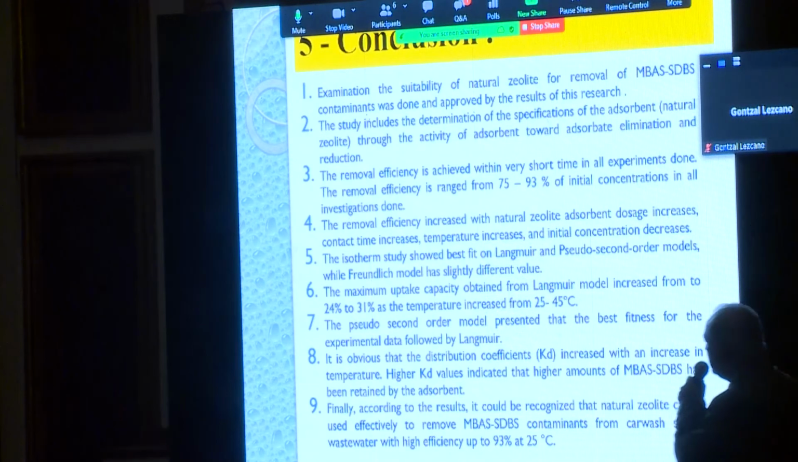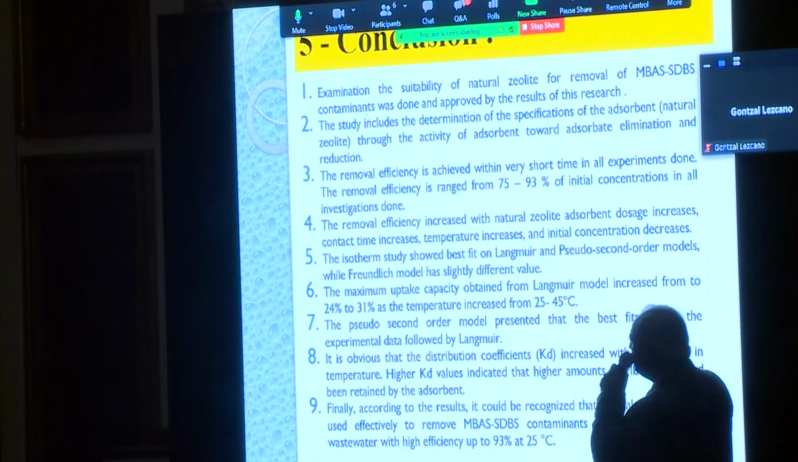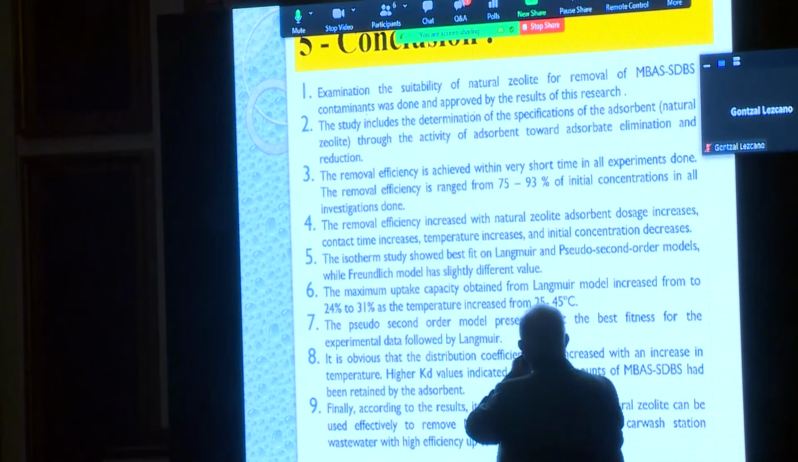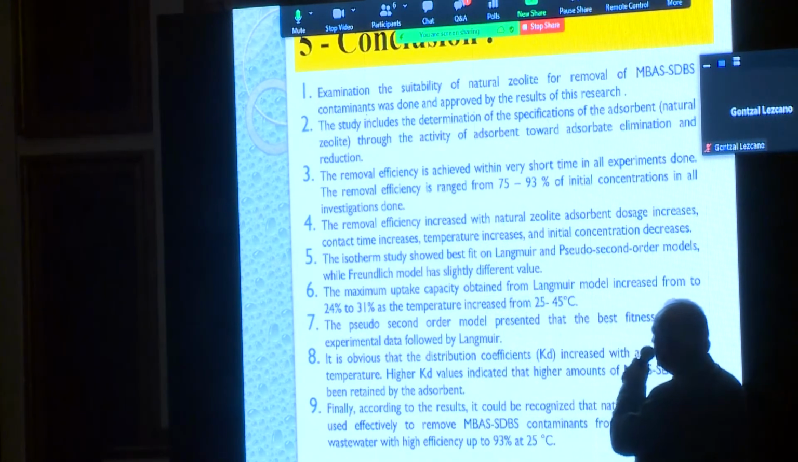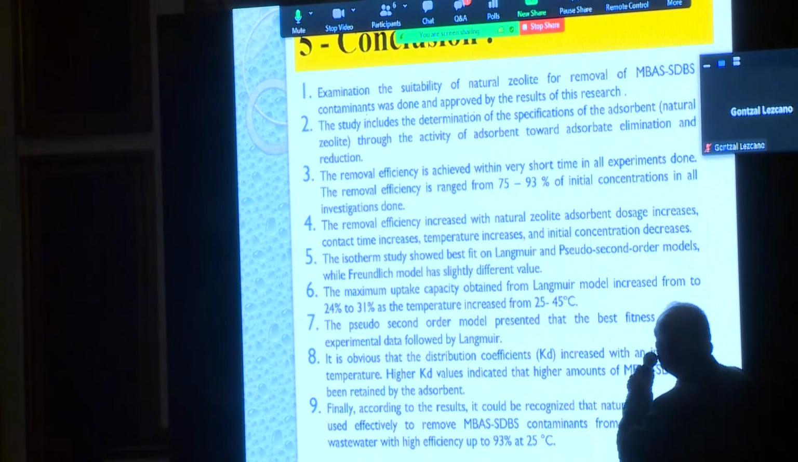And finally, the conclusion. Actually, this research is about to examine the suitability of the natural zeolite for removal of those type of contaminants. The study includes the determination of the specification of the adsorbent, which is the natural zeolite. The removal efficiency is achieved within a very short time in all experiments done. The removal efficiency ranged from 75, as we saw in the table, up to 93% of the initial concentration.